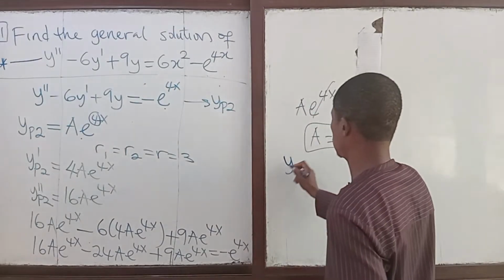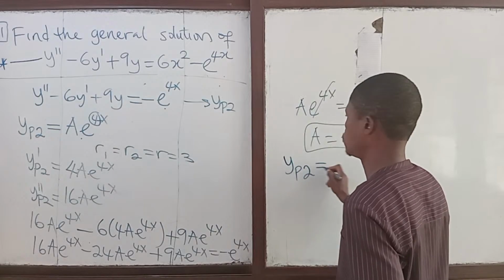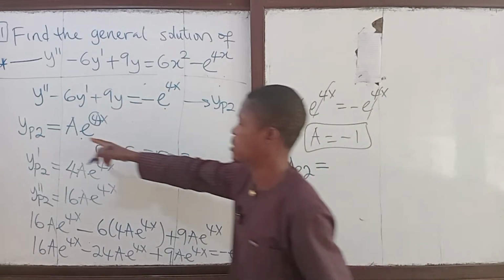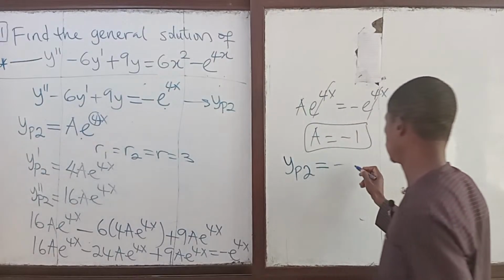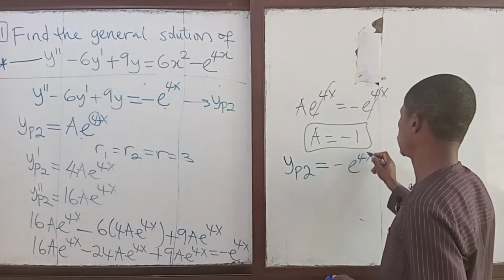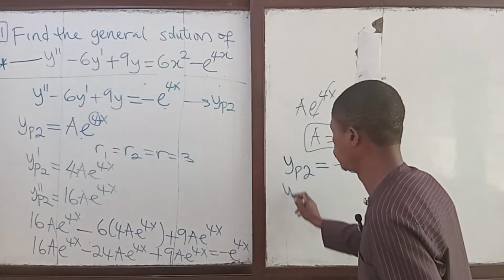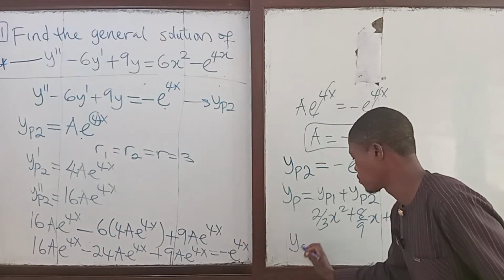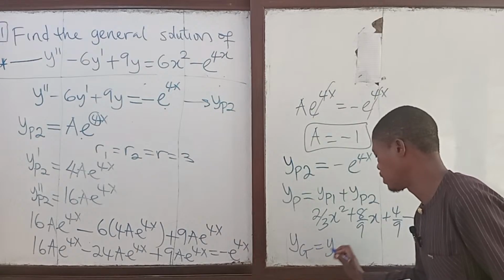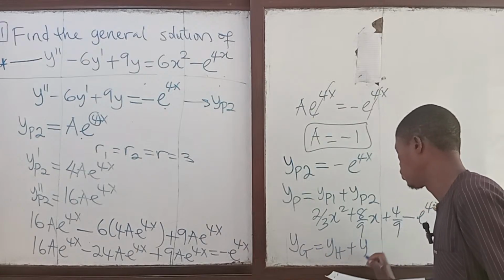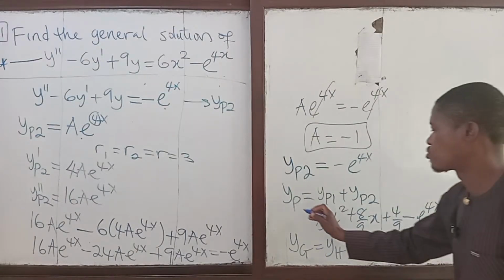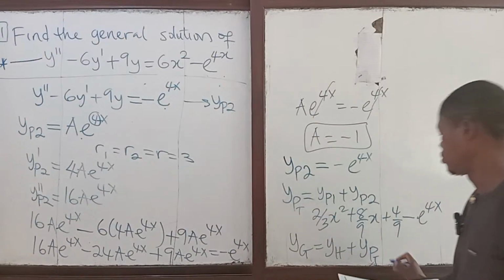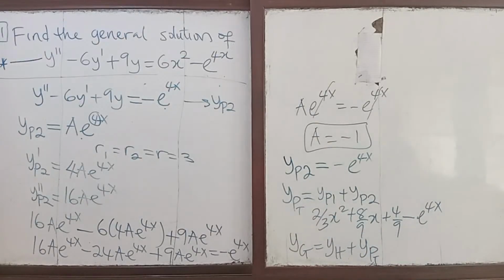yp2 will be equal to, let's come back here and substitute, minus e to the power 4x. So the total yp, the total solution, will be equal to the homogeneous part plus the particular solution. Okay, so that's that on question number 1.